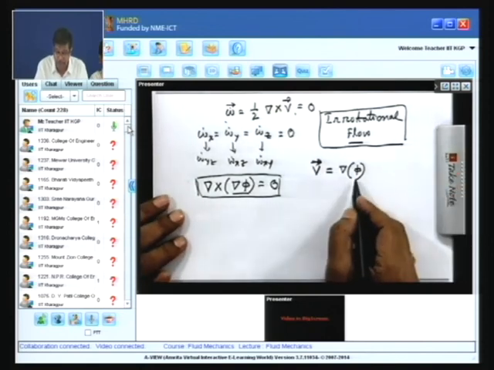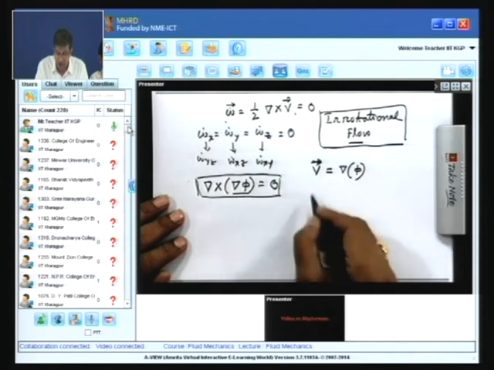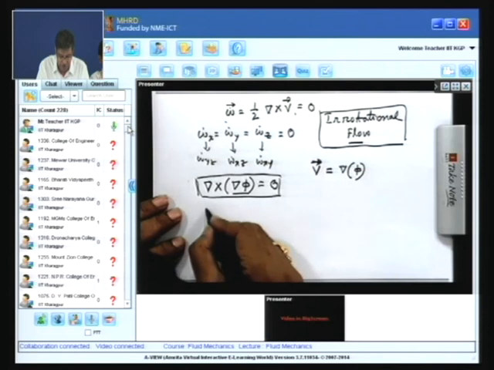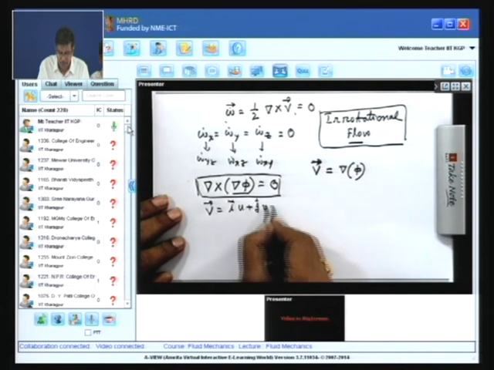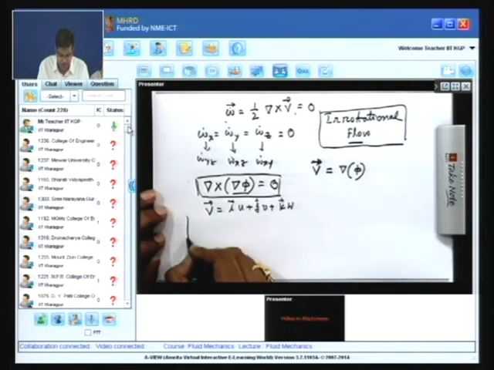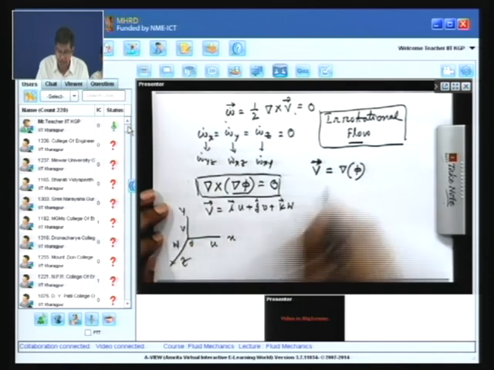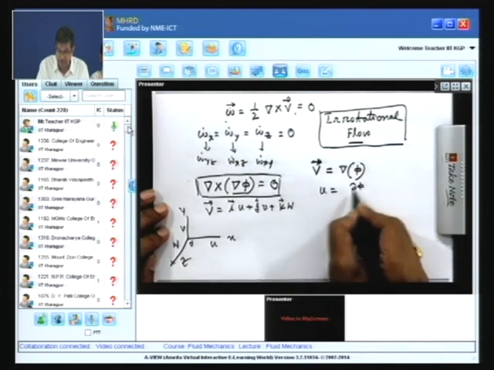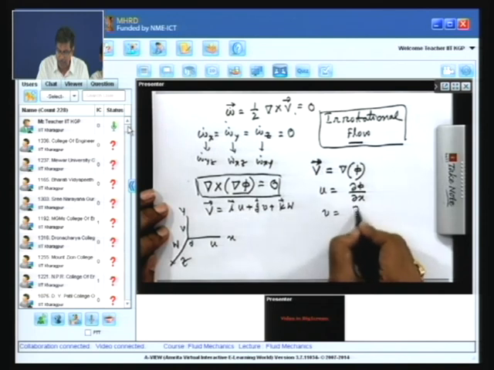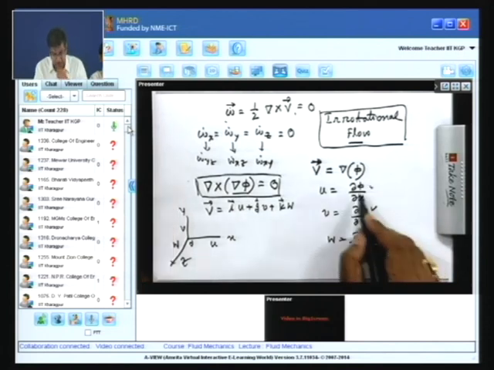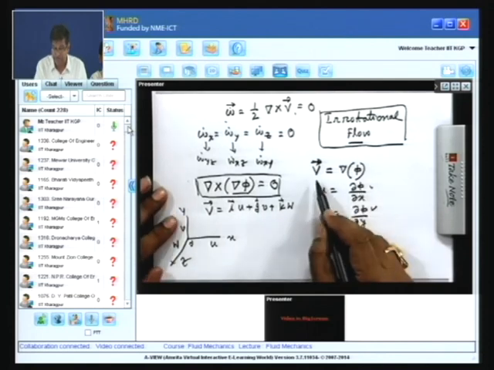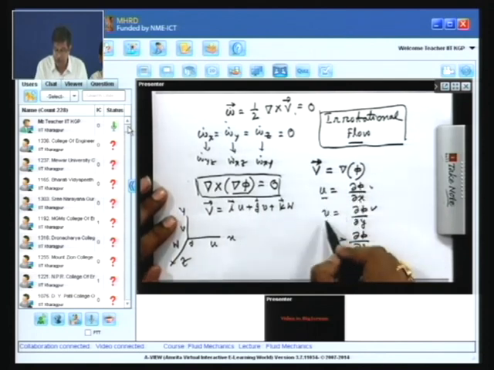And this we can write in the scalar form, that if we have the velocity components u, v, w in the x, y, z coordinate system, then this can be written as the respective gradient: u is del phi del x, v is del phi del y. And this phi is the potential function, sometimes known as velocity potential. This is the potential function, the gradient of which defines the velocity vector. The gradient with respect to x defines the x component, y component, z component.